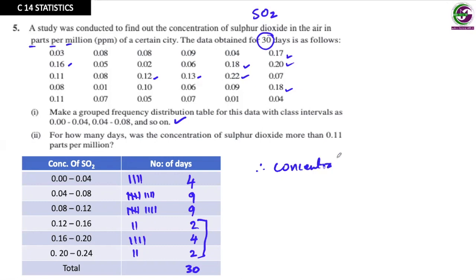Concentration of sulfur dioxide was more than 0.11 in 8 days.